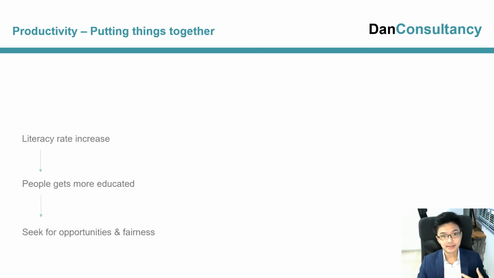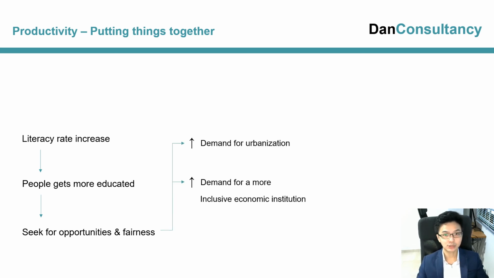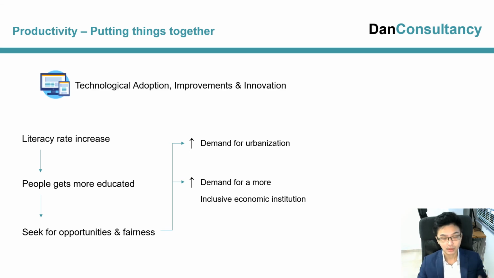As literacy rates increase, people become more educated. And when that happens, they start to look for more opportunities to improve their lives and place more emphasis on things like equality and fairness. As a result, people will start to migrate and move to places for better opportunities, and this will spur on the demand for urbanization, as well as the demand for a more inclusive economic institution.